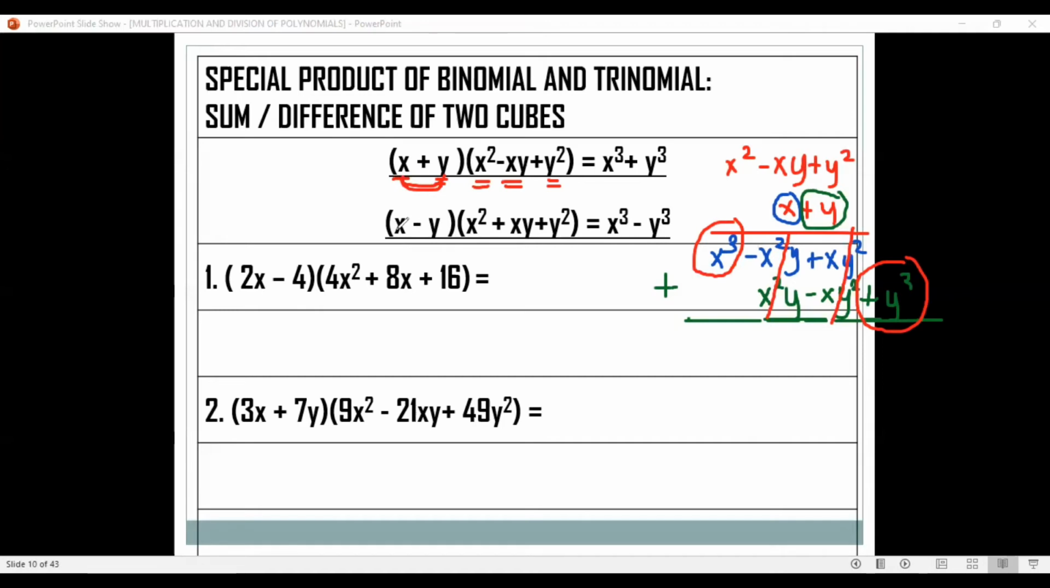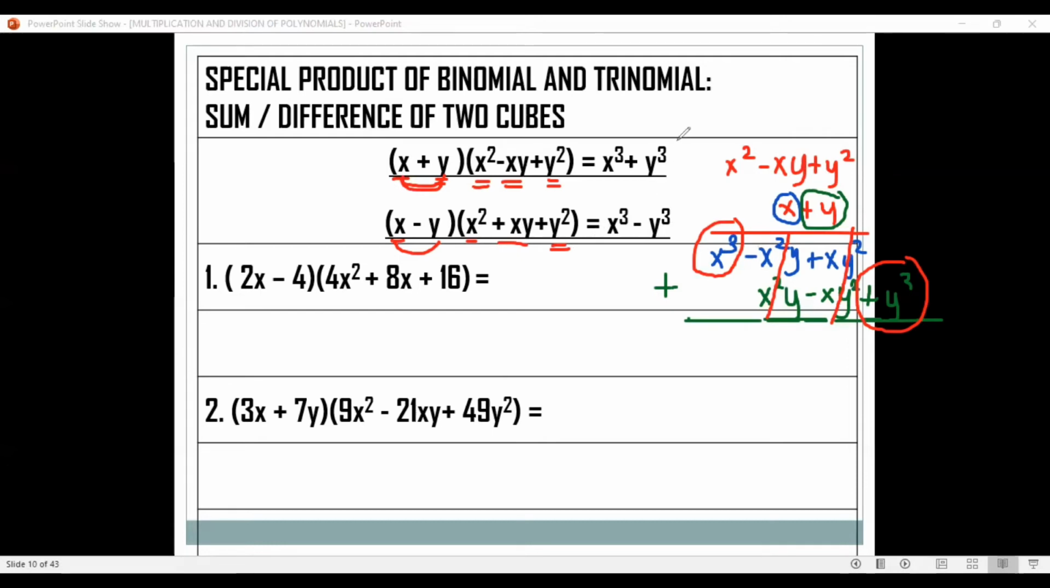So again, you have here x minus y. The square of your x is x squared. The negative of the product of the x and y here: x multiplied by the negative y is negative xy, but you get the negative of that, so that is positive xy. And then the square of your negative y is equal to y squared. And the result, if you are going to multiply this, you have the difference of two cubes, x cubed minus y cubed.